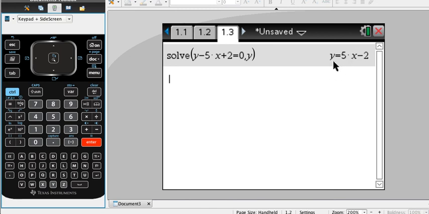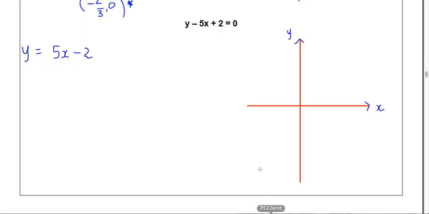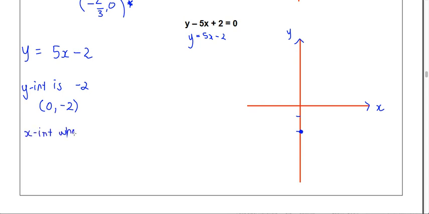Press enter. You'll see y equals 5x, take 2, which is exactly what you get when you rearrange it using algebra. So y equals 5x, take 2. You can see the y-intercept is negative 2, so 0, negative 2, because it's the y value. The x value is 0. And now we want to know what is the x-intercept. That occurs when y is 0. So if I was doing this by hand, two-fifths. Let's do it using the calculator instead.